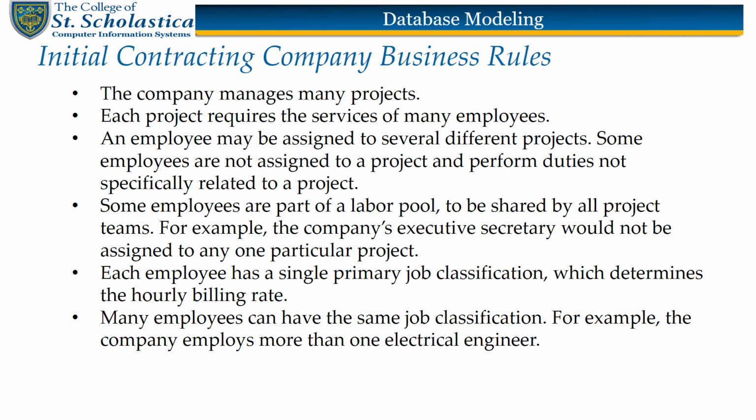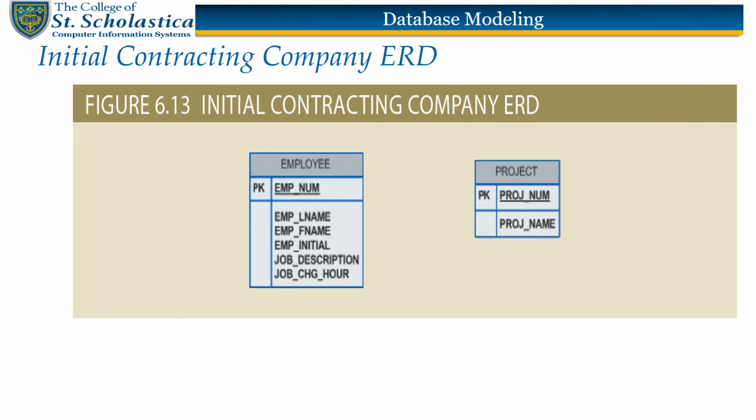Each employee has a single primary job classification, which determines the hourly billing rate. Many employees can have the same job classification. For example, the company employs more than one electrical engineer. Given that simple description of the company's operations, two entities, project and employee, and their attributes are initially defined. Project has project_num and project_name, and employee has employee_num, employee_last_name, employee_first_name, employee_initial, job_description, and job_charge_per_hour. Those two entities constitute the initial ERD shown in figure 6.13.